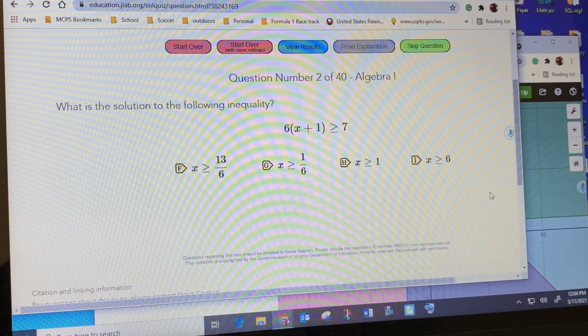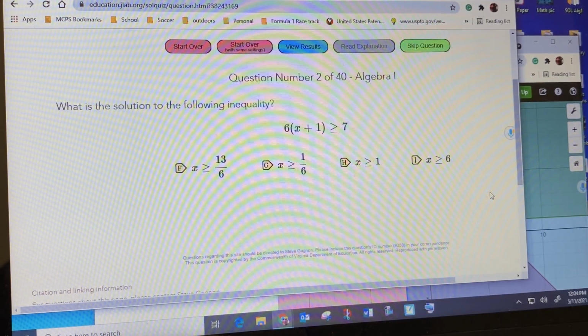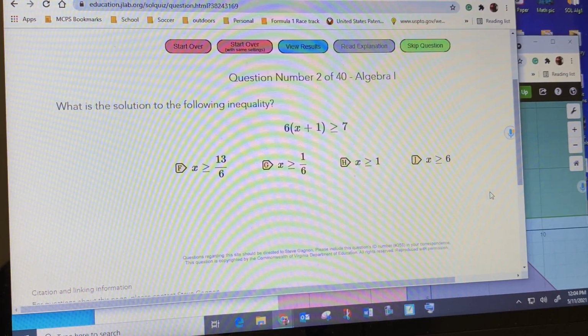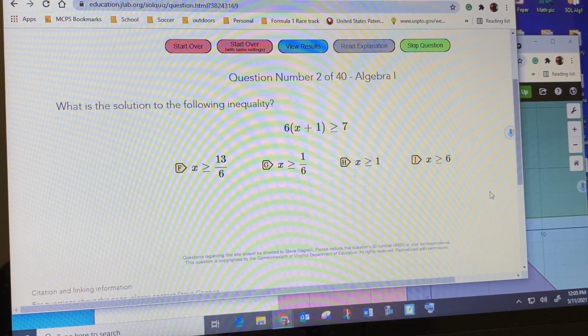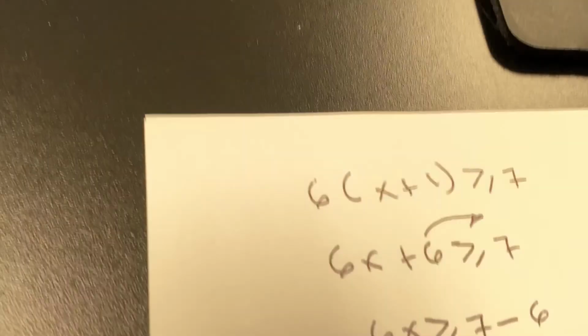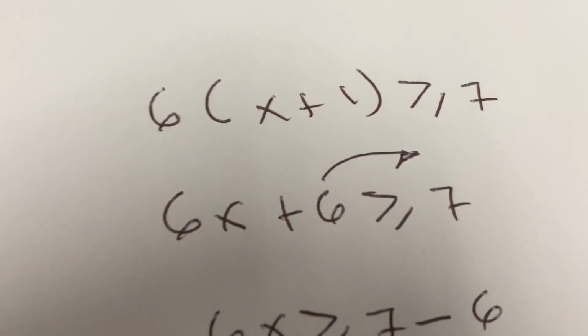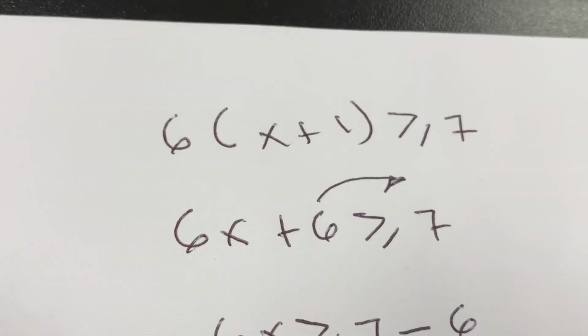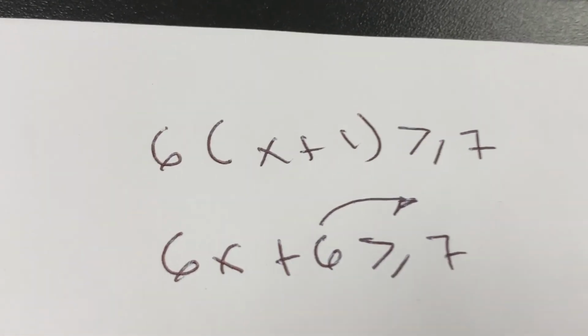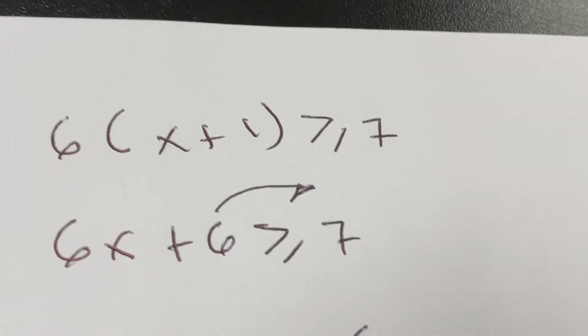All right, what is the solution to the following inequalities? 6 times the quantity x plus 1, close parentheses, greater than or equal to 7. Well, I did it on paper. Okay, there it is. So I have a distributive. So 6 times x is 6x plus, and plus is going to be plus 6 times 1 is going to be 6, greater than or equal to 7.